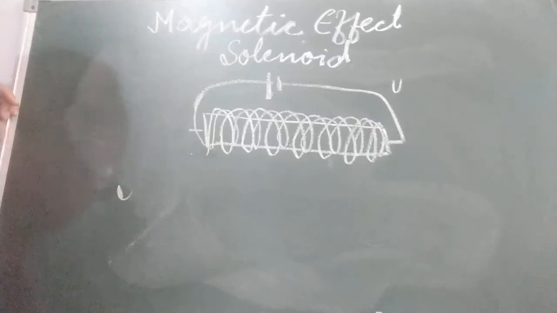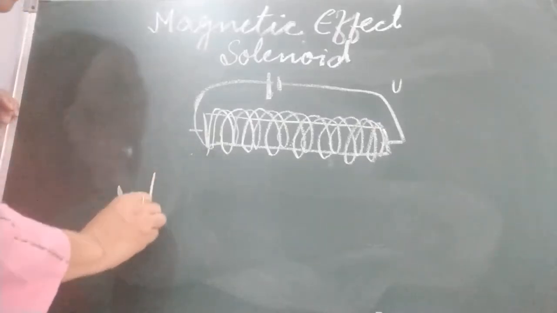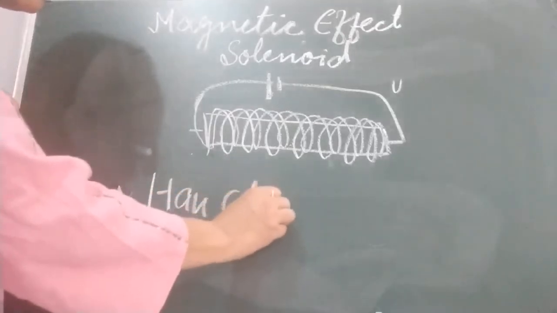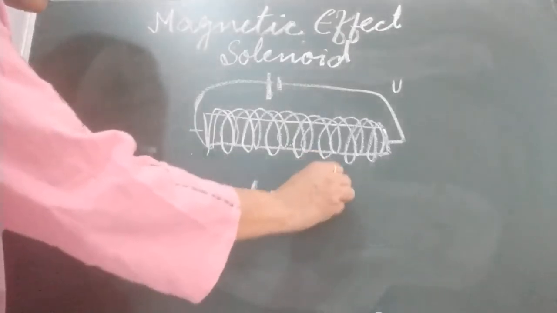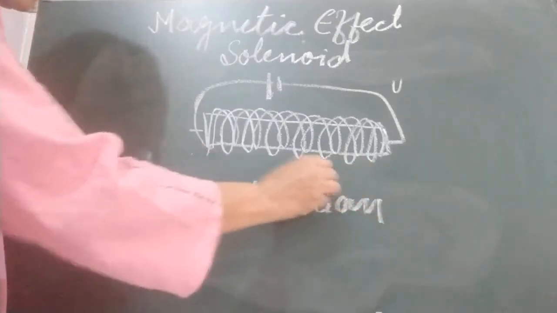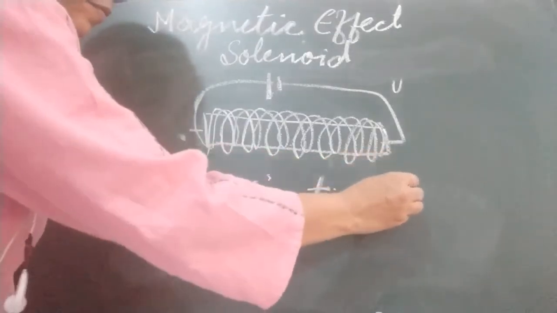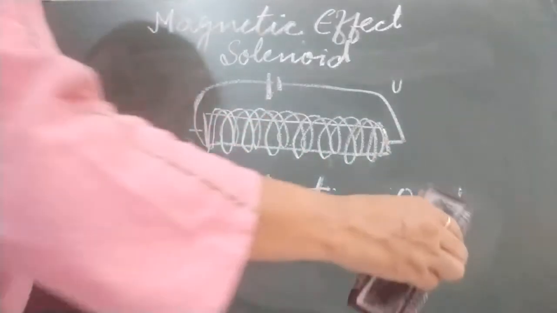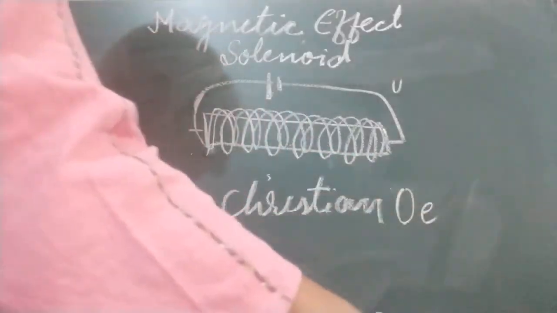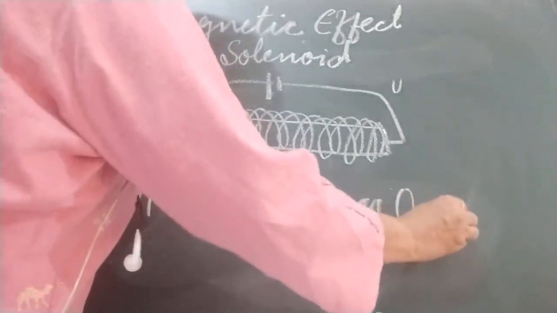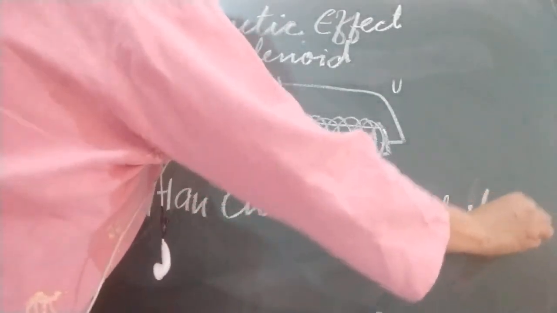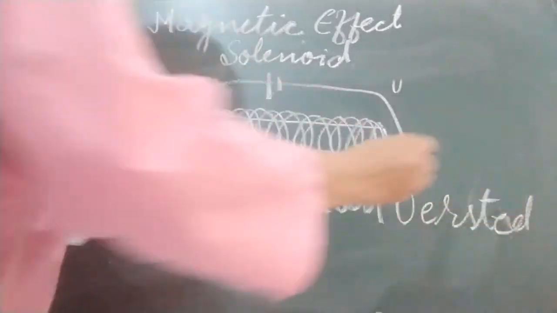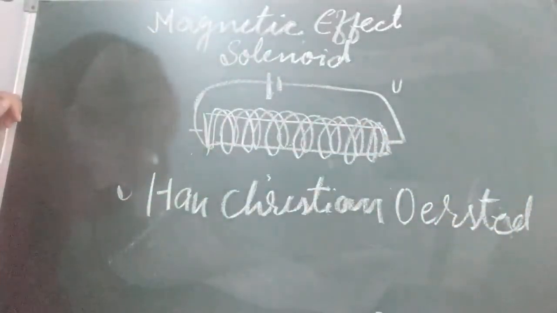First time, children, Hans Christian Oersted. It is the name of the scientist. This is the name of the scientist. First time he discovered this thing.